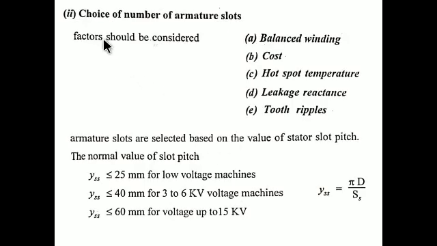The second content is the choice of number of armature slots. This area is an important term. For the selection of armature slots, we consider some important factors, which depend on these 5 headings. Let's discuss one by one. The first one is balanced winding. By proper selection of the number of slots, we can obtain a balanced 3-phase winding. The selection of slots determines the balanced winding.